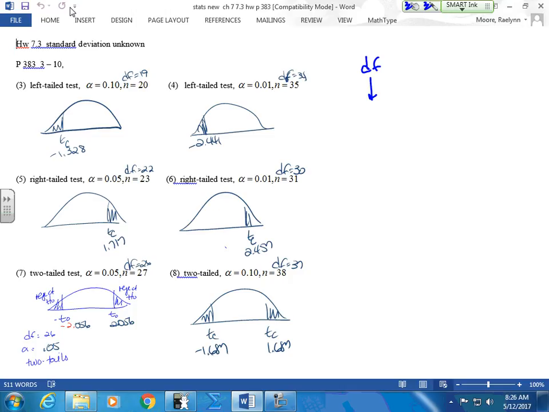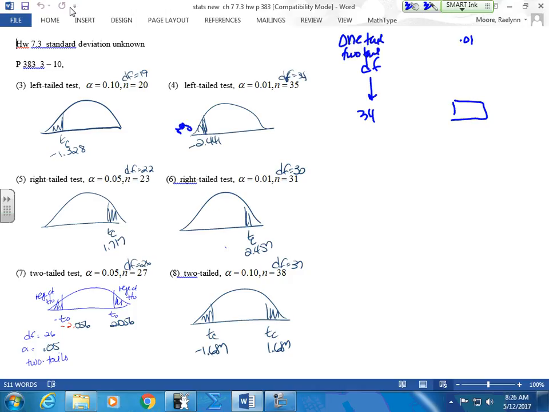Table 5 has degrees of freedom down the side, so that reminds you. And then it has a 1-tail and a 2-tail, so you do not have to divide anything. If your level of significance is 0.01 and it's a 1-tail, find your 0.01. Come down to your degrees of freedom, which is n minus 1, 34, and find that number. Now, that number will be positive because all these numbers are positive. If it falls on the left-hand side, make it a negative.